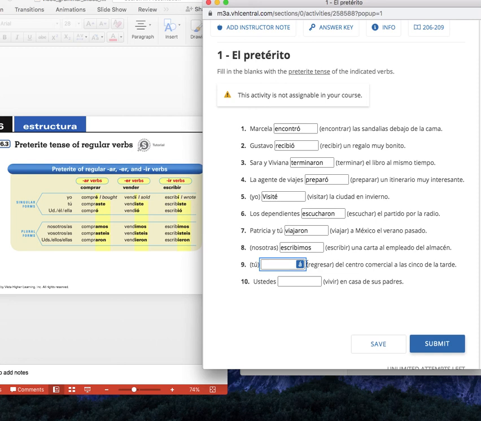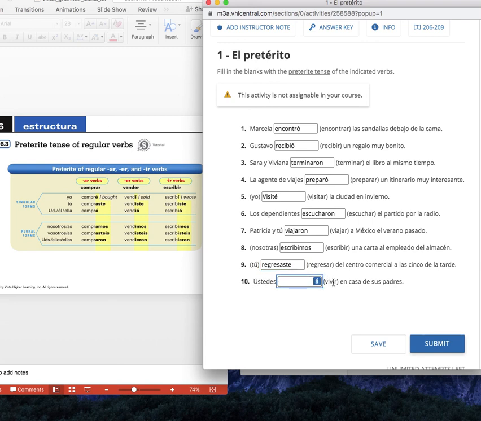Alright, número 9. Tú, and the verb is regresar del centro comercial a las 5 de la tarde. Go ahead and pause it. Alright, and we're back. So the tú form, this is an AR verb, and it's tú, so we add the ending aste. So regresaste, ¿verdad? Regresaste del centro comercial a las 5 de la tarde. Muy bien.